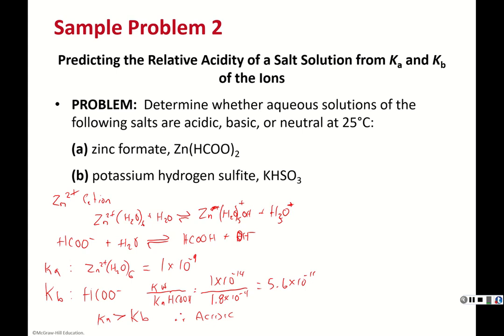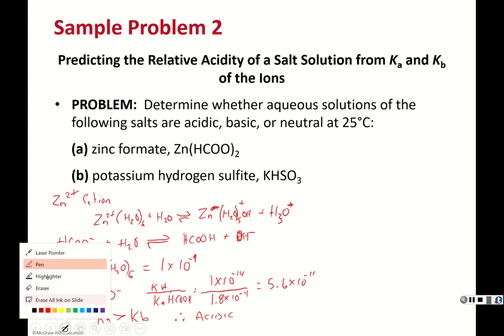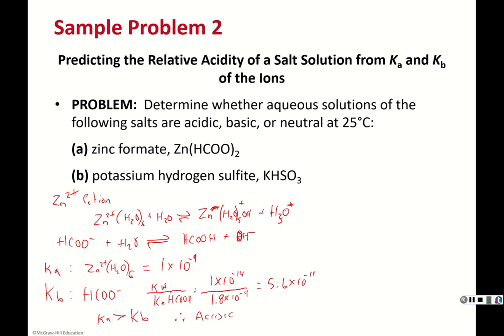Okay, now let's look at the second option. So we have potassium, which is the cation of a strong base, so that doesn't factor in. We have HSO3 minus. That is the anion of a weak acid, H2SO3. So you can consider it the conjugate base of a weak acid. So this solution is going to act like a base in solution.